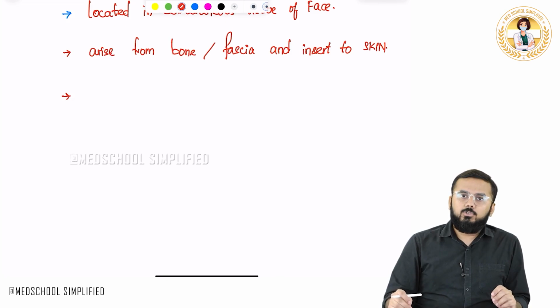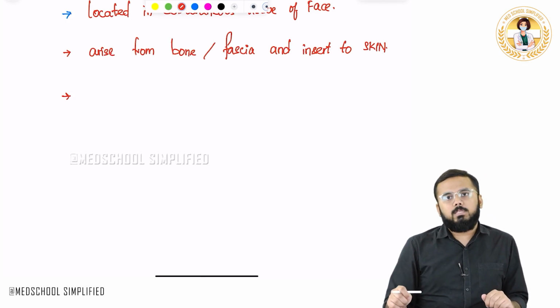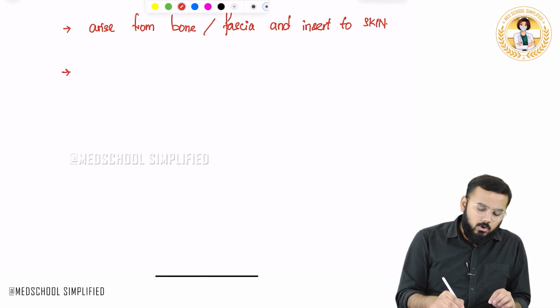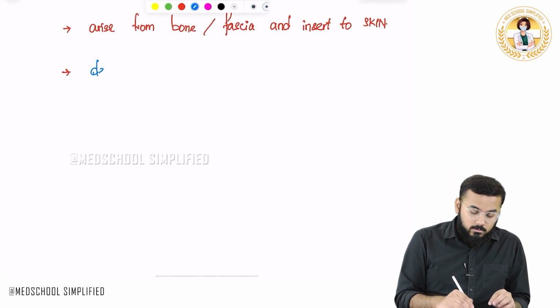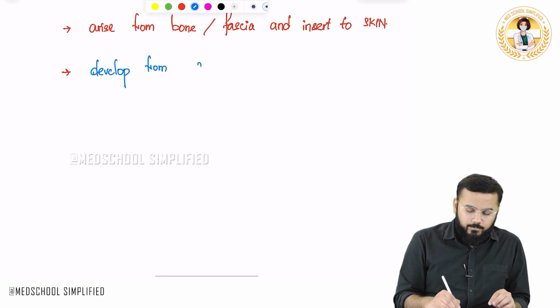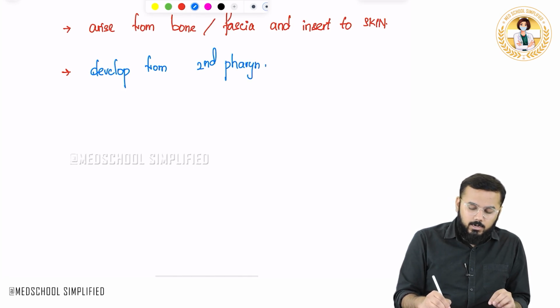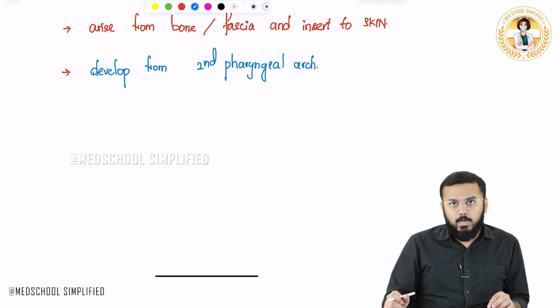From where do these muscles usually develop? All these muscles develop from the second pharyngeal arch.